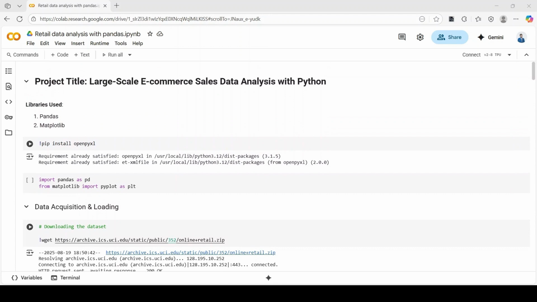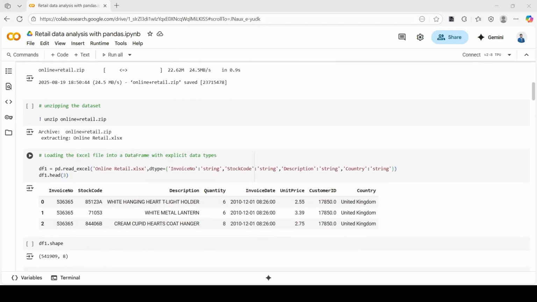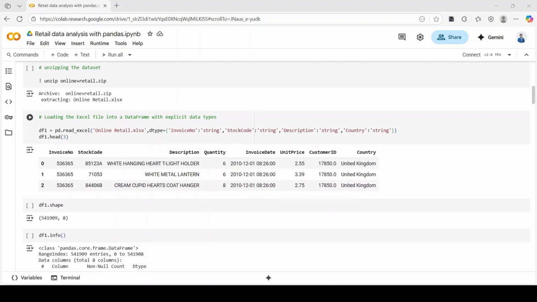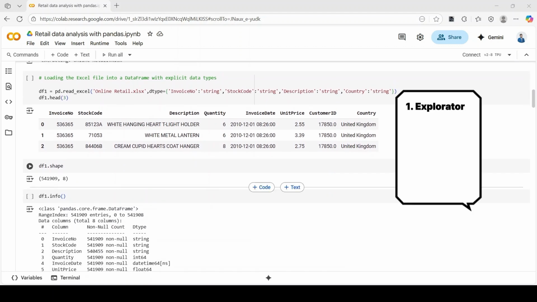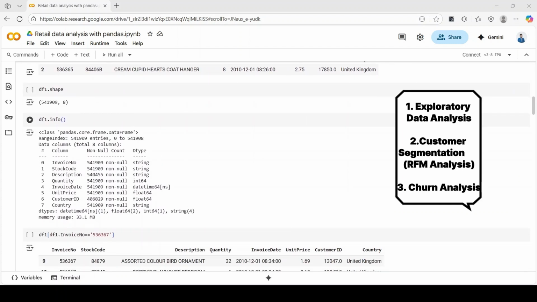So I implemented the project on Google Colab using Pandas for data manipulation and Matplotlib for data visualization. The dataset contains detailed information about sales. For example, invoice number, stock code, description, quantity, invoice date, unit price, customer ID, and so on. In this project, my goals were performing exploratory data analysis, customer segmentation, and also performing customer churn analysis.